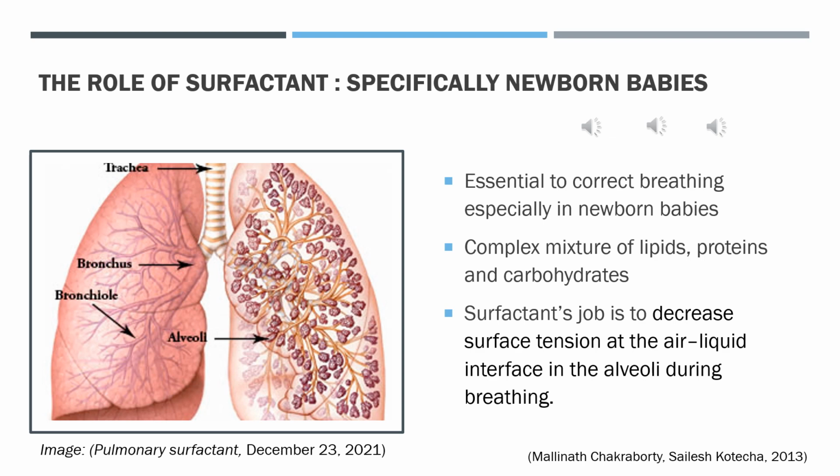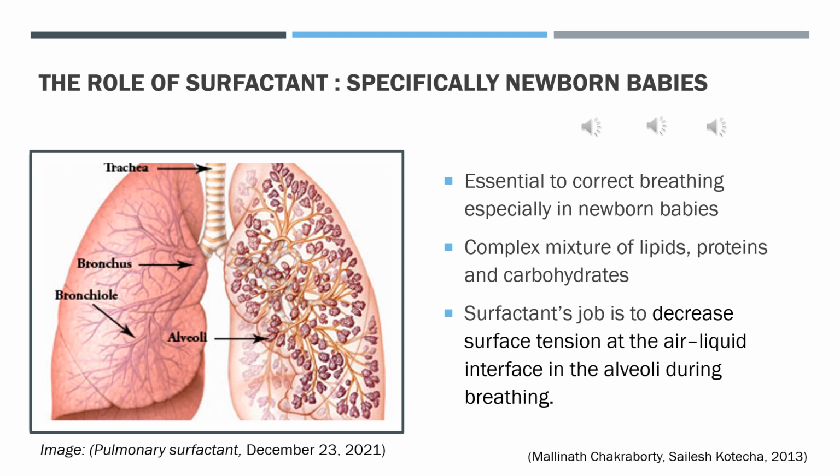So basically, surfactant helps keep the alveoli open after breathing. That way we can breathe the fresh air back in easily. So if the lungs contain no surfactant or not enough surfactant, the air sacs collapse after each breath, and this is what causes the RDS. So being able to help this, surfactant's role is essential to correct breathing.